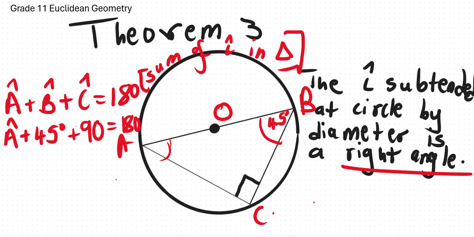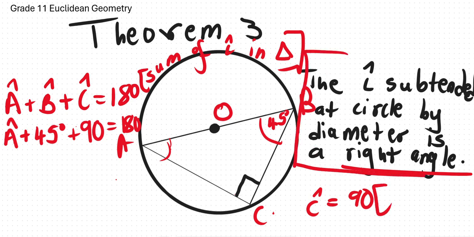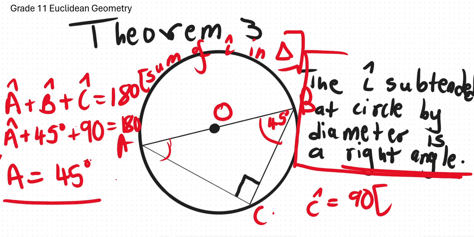Somehow you can show that C is equal to 90 degrees. Then the reason for that will be this reason: the angle subtended at a circle by a diameter is a right angle. Then after that, you will simply solve that, and you'll have your A as 45, because you will just substitute, add this and then transpose to the other side, then subtract, and then you'll have your A as 45, which means this side is 45.